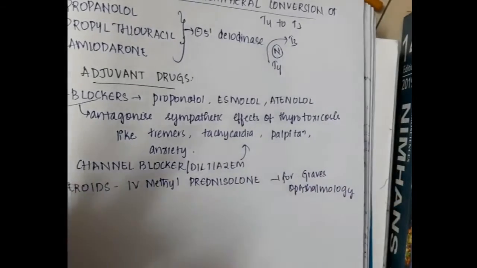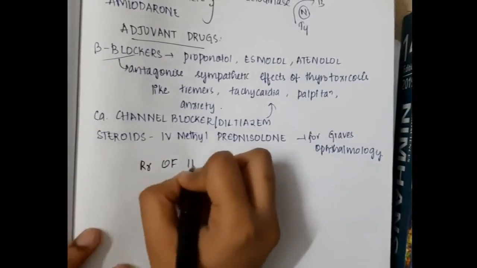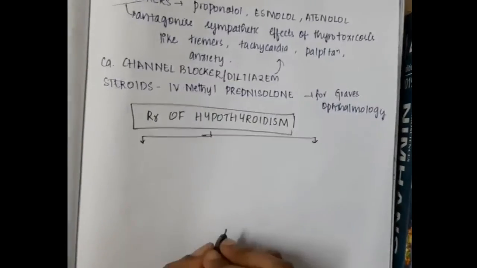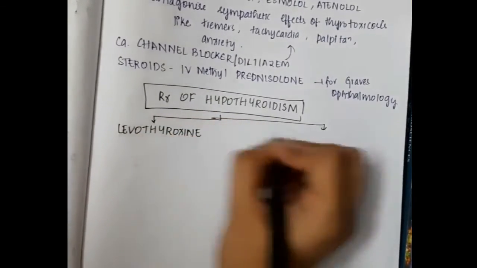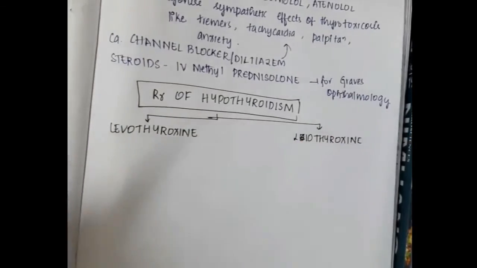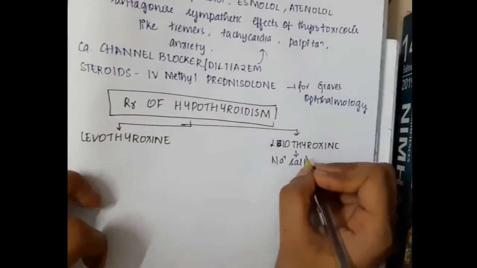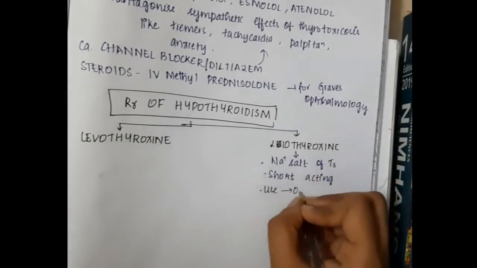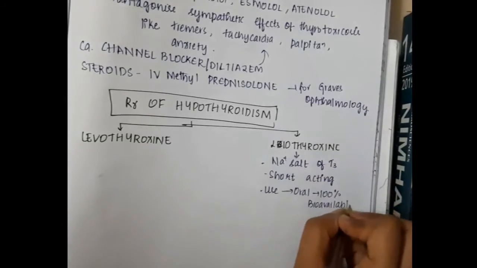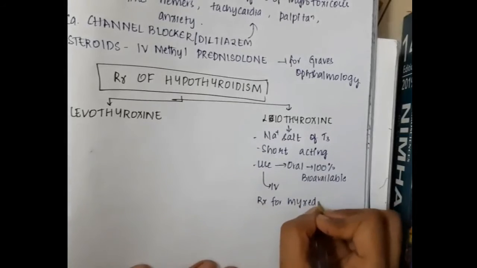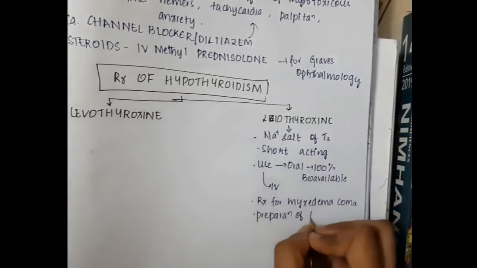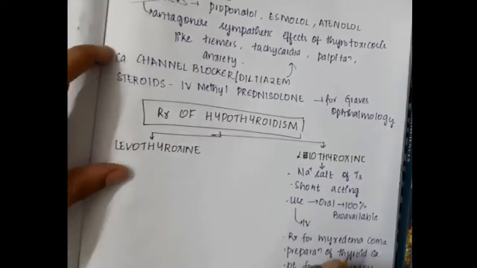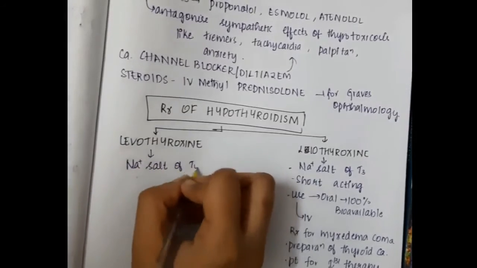Then we have to see the treatment of hypothyroidism. We have learnt about hyperthyroid drugs. Now treatment of hypothyroidism. We have two drugs available, which are levothyroxine and liothyronine. Liothyronine is a sodium salt of T3 which is short acting and it is orally available with 100% bioavailability. It can be given IV also. It is used in the treatment of myxedema coma and for preparation of thyroid carcinoma. It is also used in patients for iodine 131 therapy.